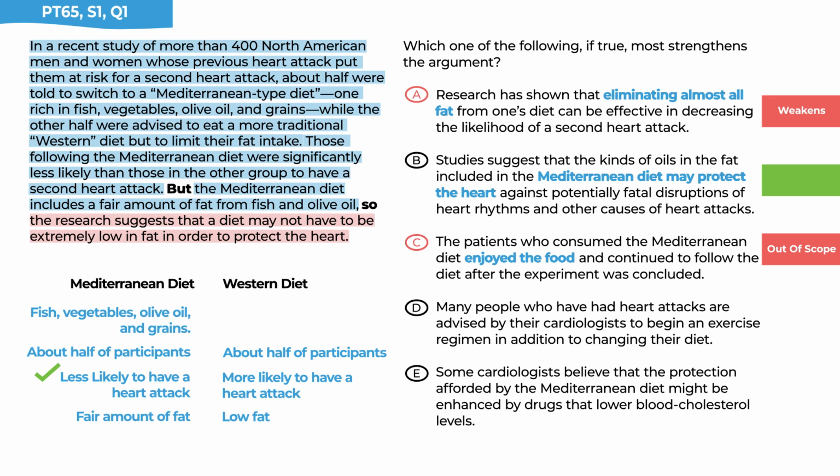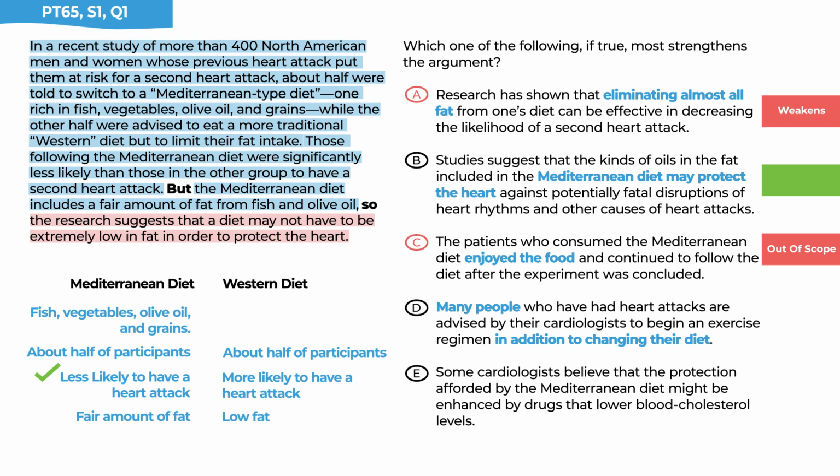Answer choice D says that many people who have had heart attacks are advised by their cardiologists to begin an exercise regimen in addition to changing their diet. Well, it doesn't really tell you how they're being recommended to change their diet. Does that mean increase their fat intake, lower their fat intake, go to a Mediterranean diet, go to a Western diet? It's a little bit vague, which is going to make it difficult for this to support the argument.